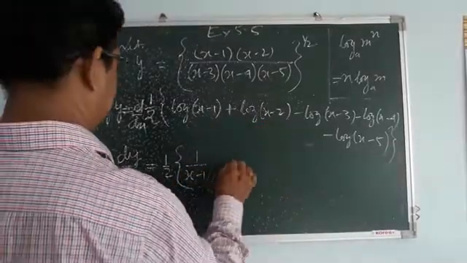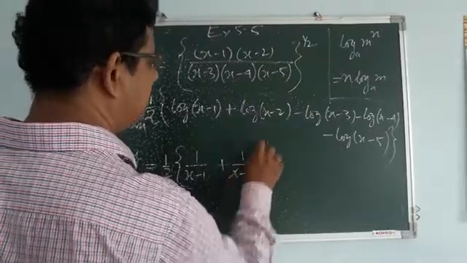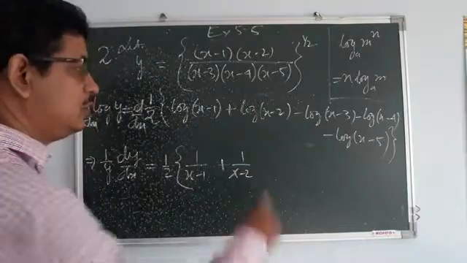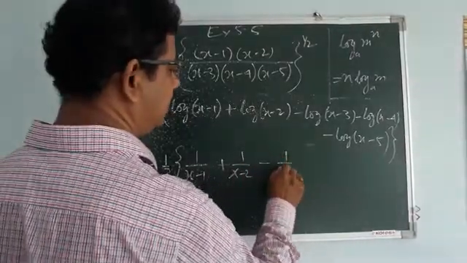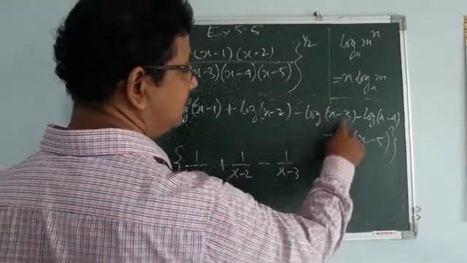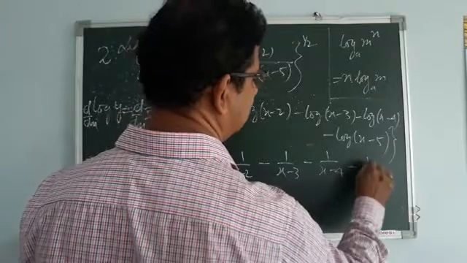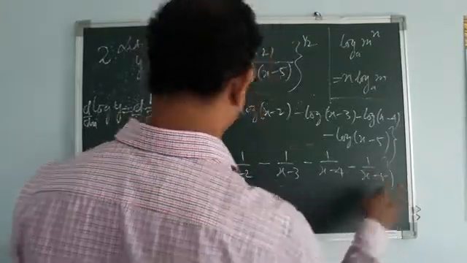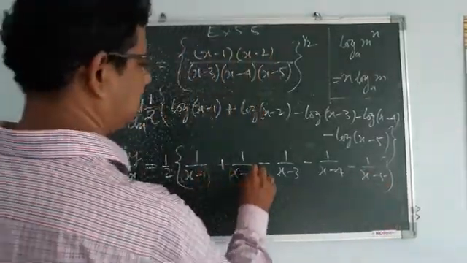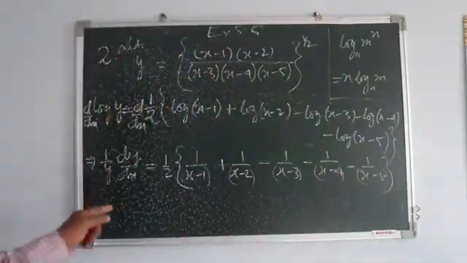This side you find it is what? 1 by x minus 2. Again if we differentiate x minus 2 it will give 1. Here again x minus 3, 1 by x minus 3, and if we differentiate this, 1 will come here, x minus 4, here x minus 5. So this is our full differentiation.